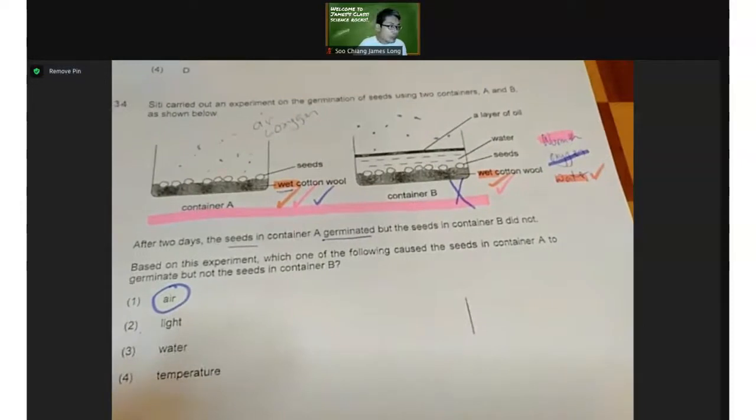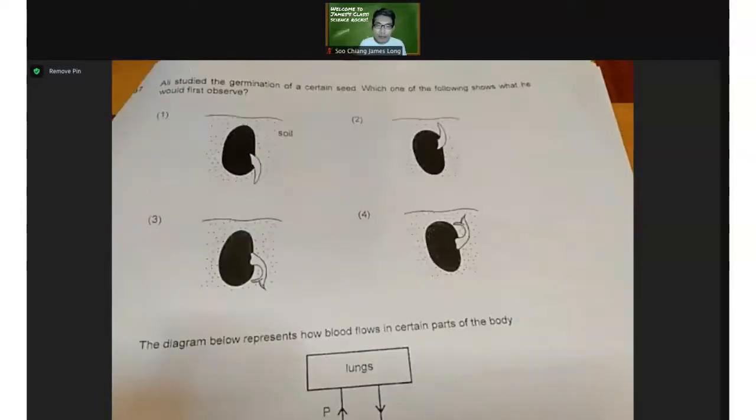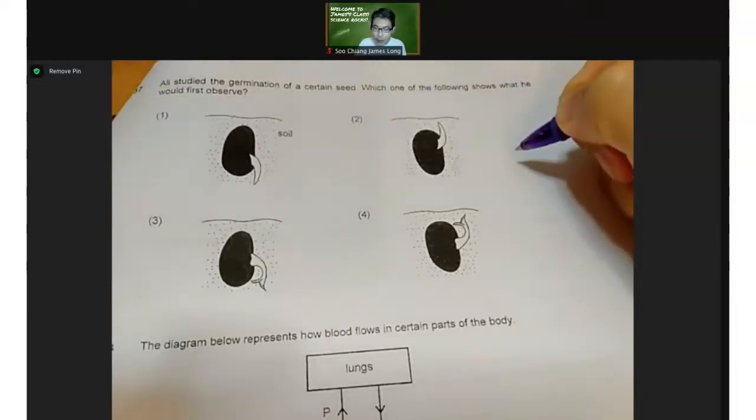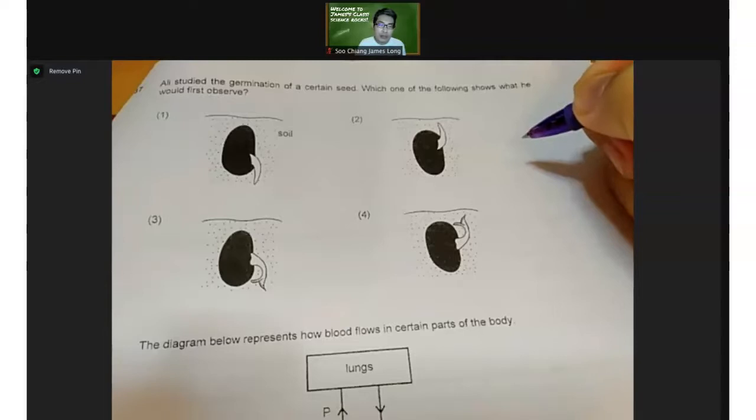Let's go to the next question, which is question 37. Still on germination. Now, as you know, when a seed germinates, there's a certain sequence in which the parts will first come out.